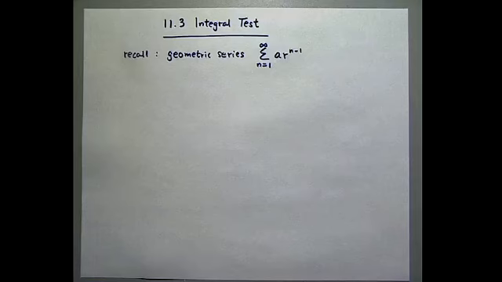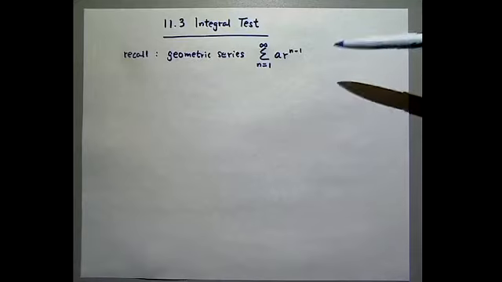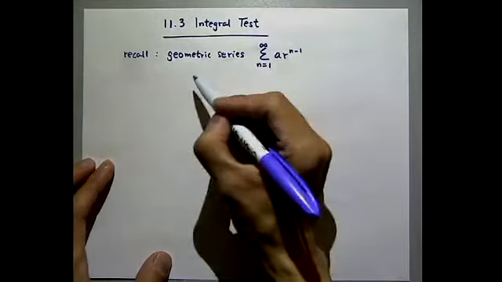We saw the geometric series last time. It's a very nice series. We can tell right away if it converges by looking at the common ratio R. Then we can find the sum, right?